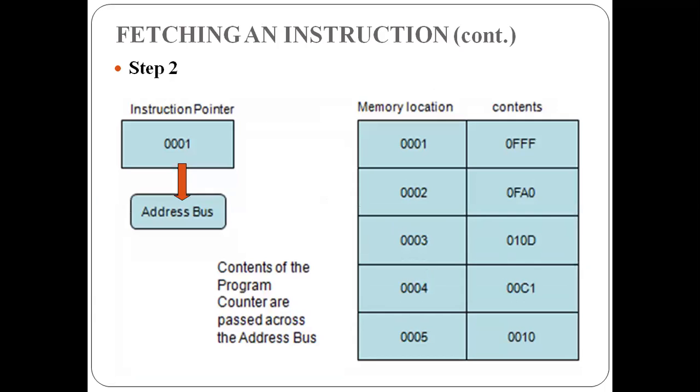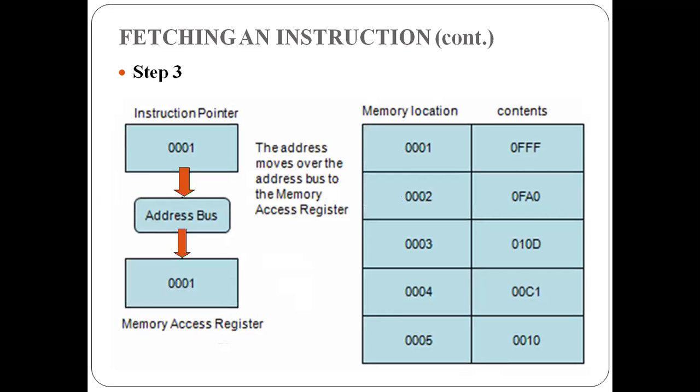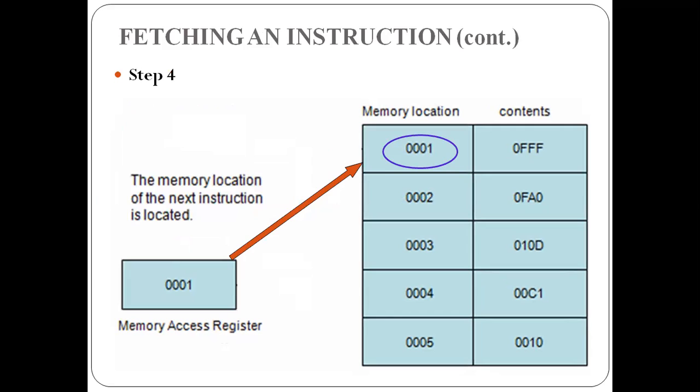As the fetching of the instruction continues, in step 2, the instruction pointer is going to direct to the address bus. The contents of the program counter are passed across the address bus. Now the instruction pointer has passed the data to the address bus. Now the address bus is going to set that particular data into the memory access register. Now the memory location of the next instruction is located from the memory access register to the memory location.